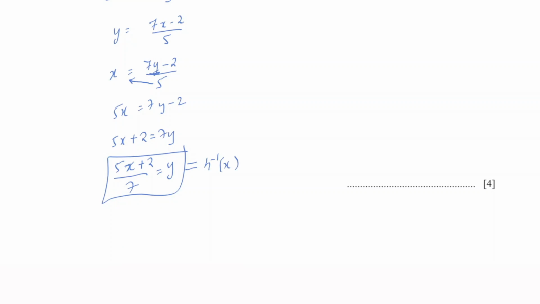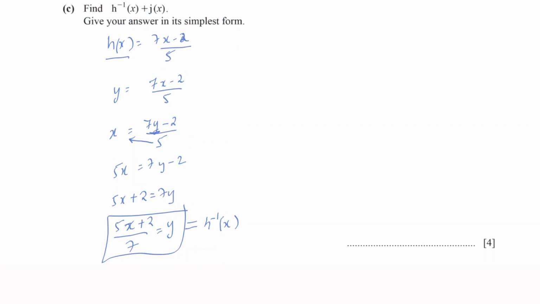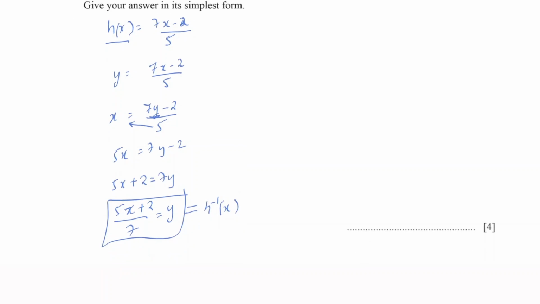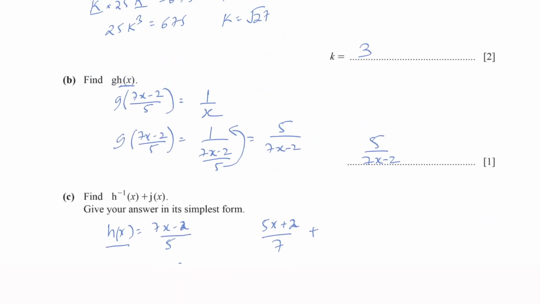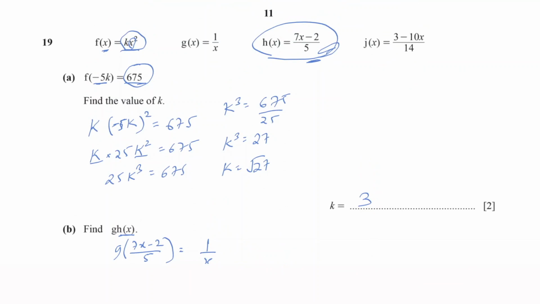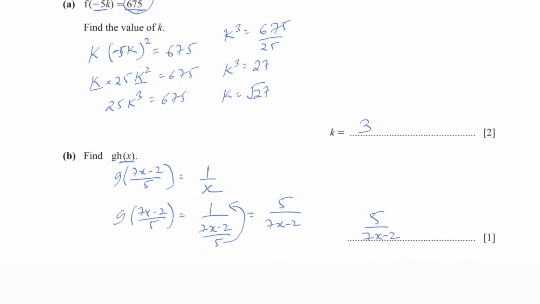Got it? So these are the few steps that you have to remember. Then j of x is what? See, now we got h of x. So h inverse of x is (5x + 2) divided by 7. And if we add this with j of x, from the question, j of x is 3 minus 10x by 14.